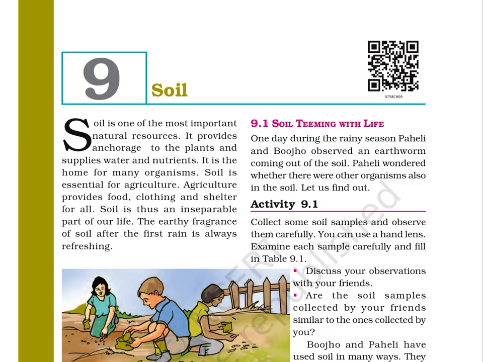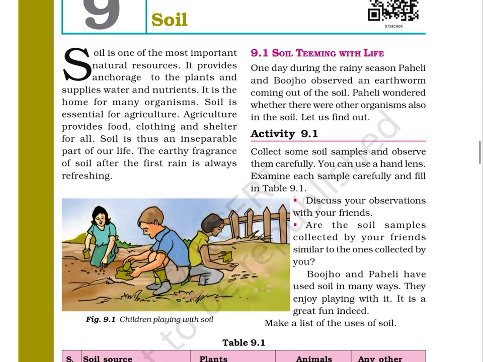Soil is one of the most important natural resources. It provides anchorage to the plants and supplies water and nutrients. It is the home for many organisms. Soil is essential for agriculture. Agriculture provides food, clothing, and shelter for all. Soil is thus an inseparable part of our life. The earthy fragrance of soil after the first rain is always refreshing.